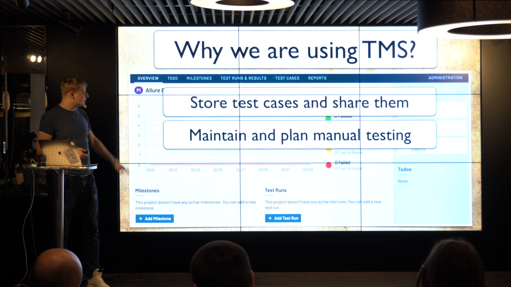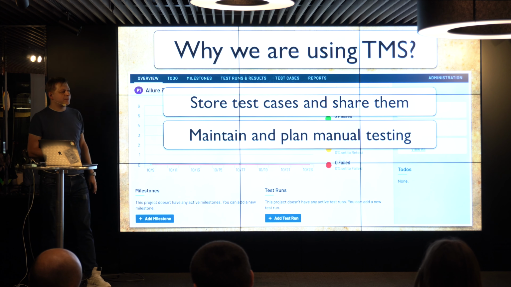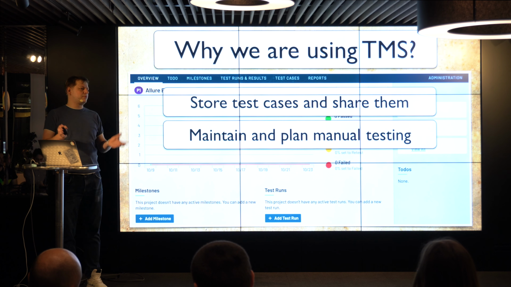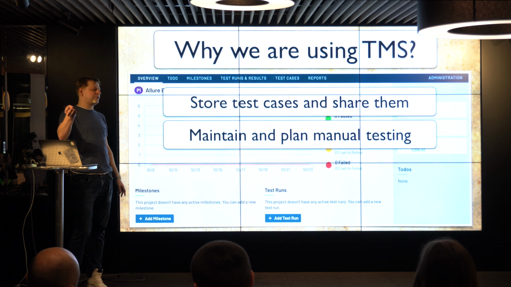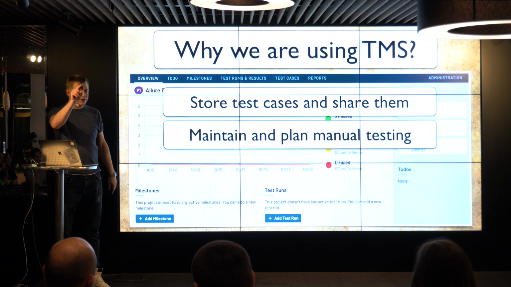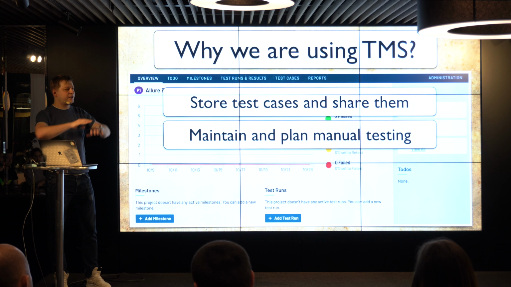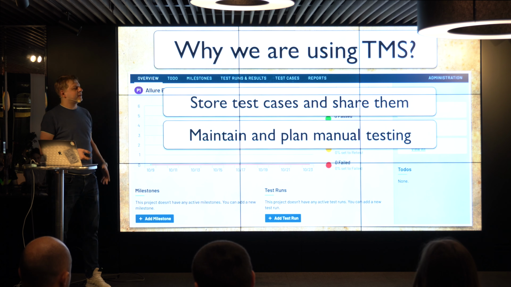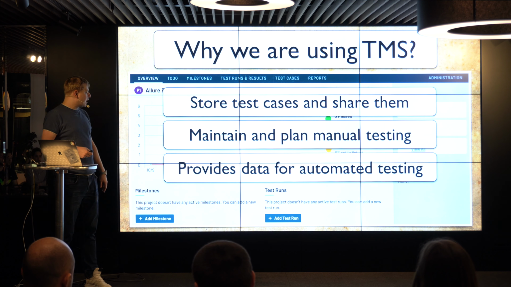The next point is to maintain and plan manual testing. You select a few tests on a feature, on some kind of story, and create a test run and mark each as passed or failed. After that you can present the test results to your colleagues, and it's really cool.